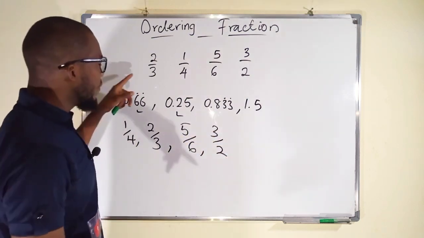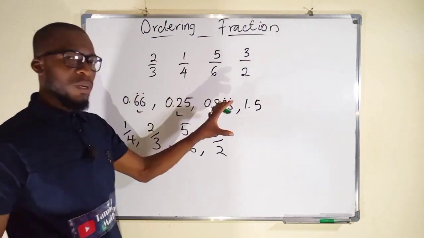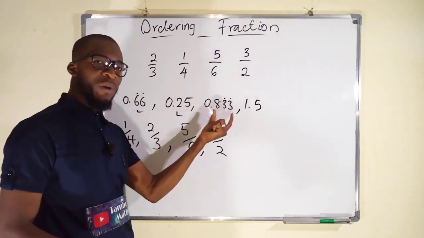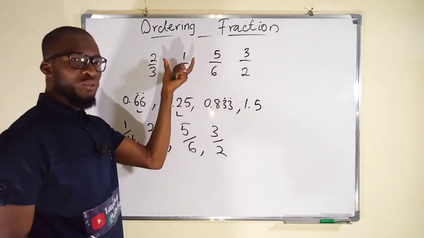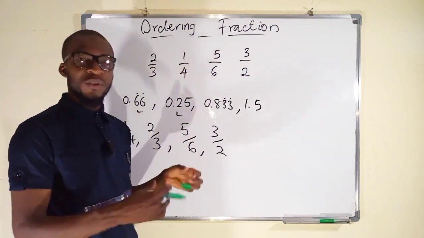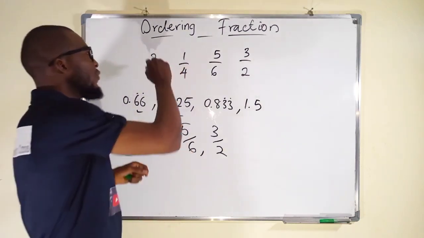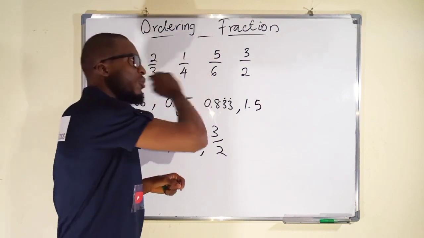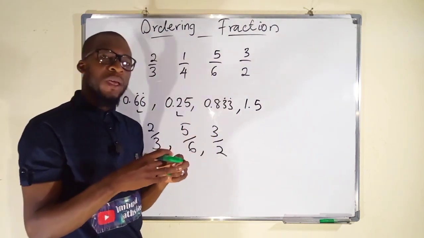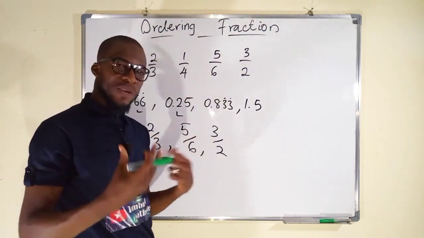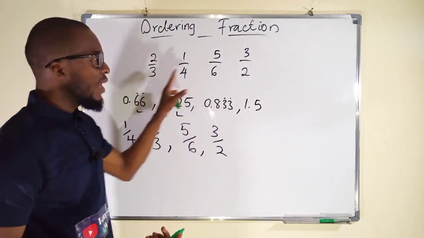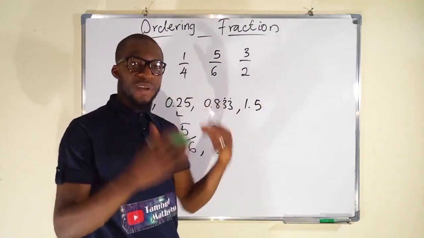So you can either transform them to their decimal form, then obtain the least decimal number and the fraction that corresponds to it, and write them down in that order, or you can transform their numerators or their denominators to be exactly the same, using the idea of equivalent fractions to identify the least and the greatest fraction.